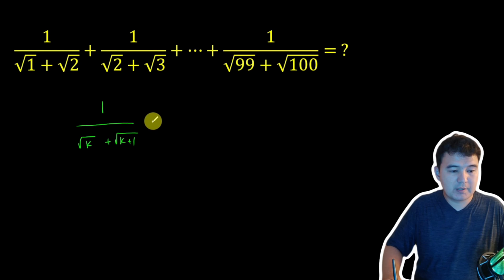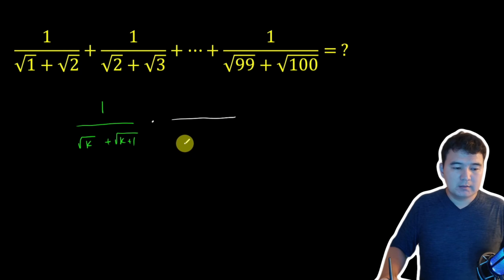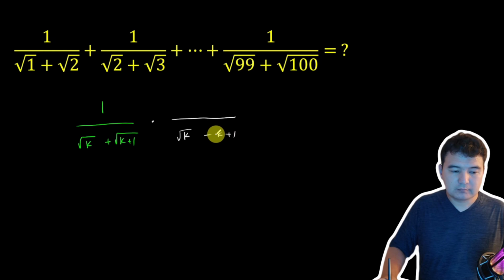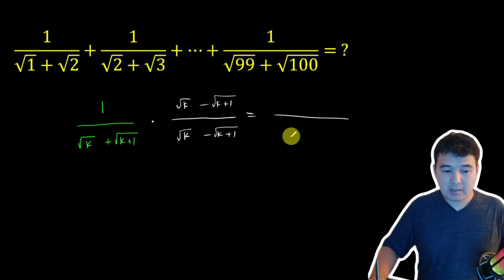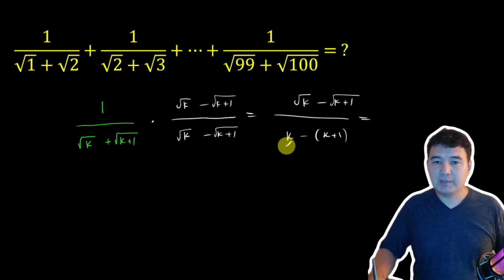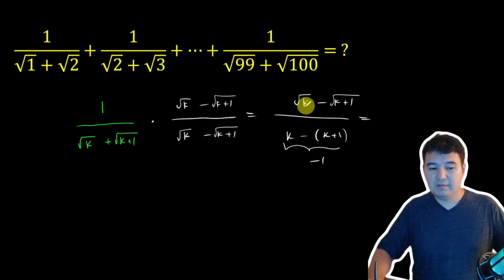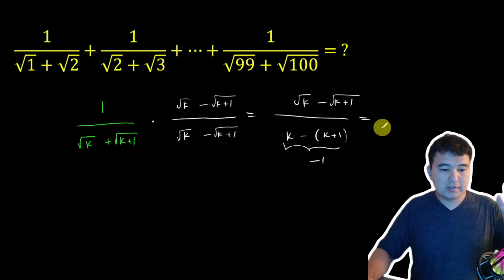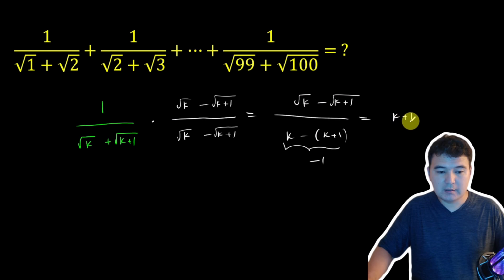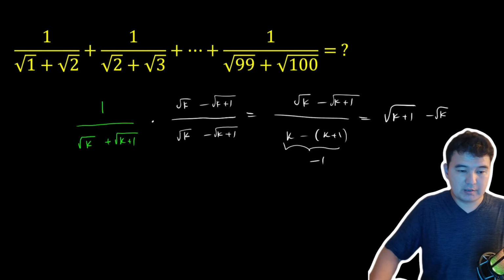If I want to simplify this expression, I would multiply both numerator and denominator by the conjugate, square root of k minus square root of k plus 1. The denominator becomes k minus k plus 1, and the numerator is square root of k minus square root of k plus 1. When you subtract k plus 1 from k, it's negative 1. And when you divide this by a negative number, you can just flip the order. So the result is square root of k plus 1 minus square root of k.